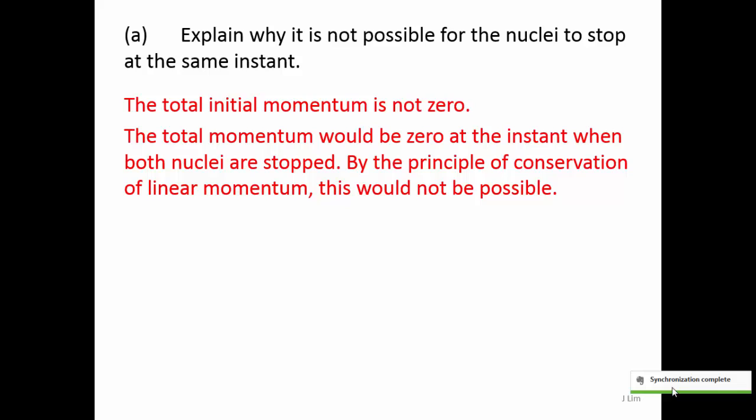Explain why it is not possible for the nuclei to stop at the same instant. Now the total initial momentum is not zero. The total momentum will be zero at the instant when both nuclei are stopped. So by the principle of conservation of linear momentum, this will not be possible.